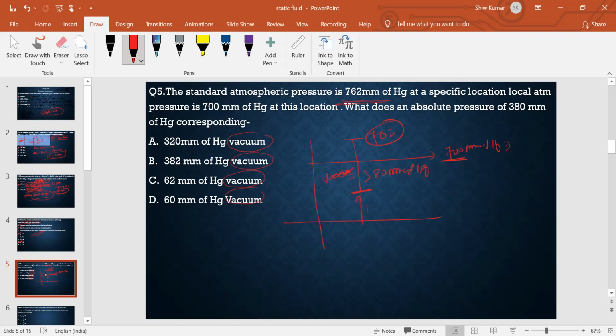So this is given as the absolute pressure, and P absolute is P atmospheric minus P vacuum. P atmospheric is 700 minus 380. If you take the difference, you get 320 mm of Hg. It means option A is the right answer.